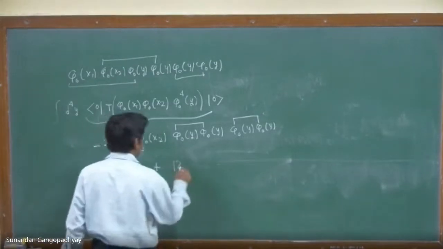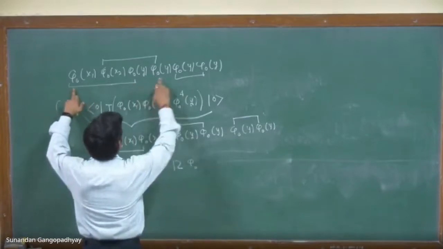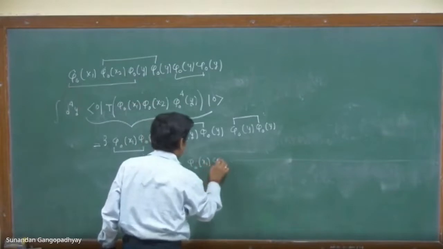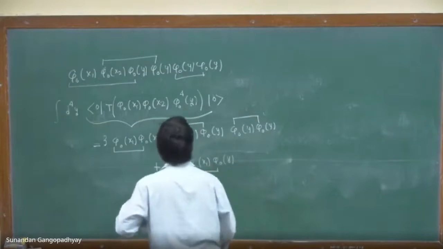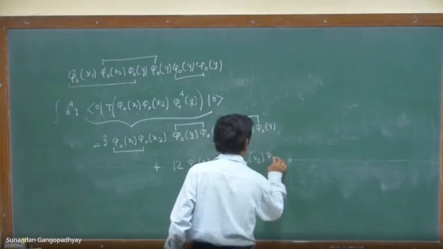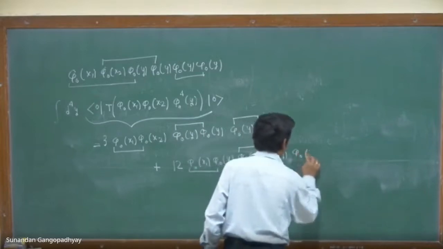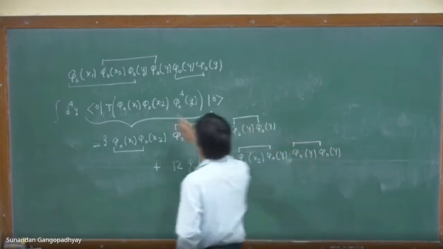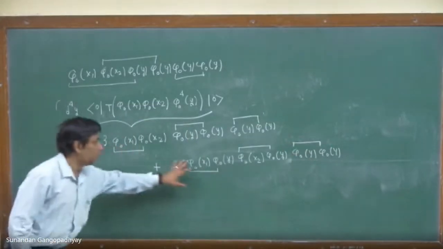So this will be 12 phi naught x1. So this you have contracted with this. So this is phi naught x1, phi naught y. This is the contraction. Then you have phi naught x2, phi naught y contraction. Then you have phi naught y, phi naught y contraction. This you can do in 12 ways. So there will be 12 such terms here.